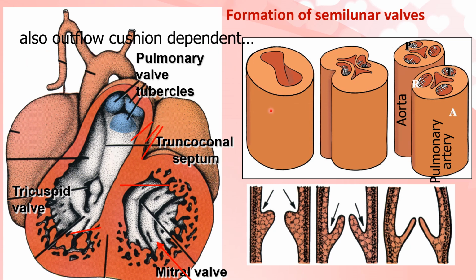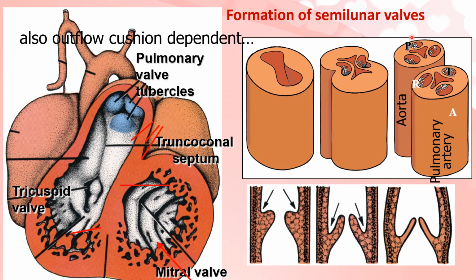So you must remember this is the common conotruncal area, and this is the conotruncal septum which is forming and dividing the conotruncal area into two, the aorta and the pulmonary trunk. When these are forming at the same time, two swellings appear on each side of the conotruncal septum, and with the formation of the conotruncal septum, these swellings also form in both areas, in the aorta as well as in the pulmonary artery. So you can see these two swellings which are present on both sides.